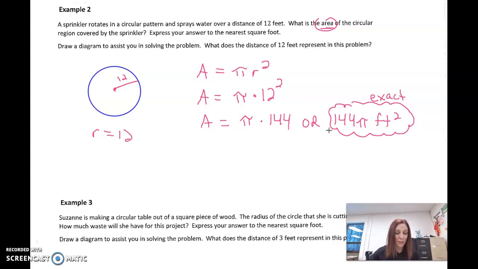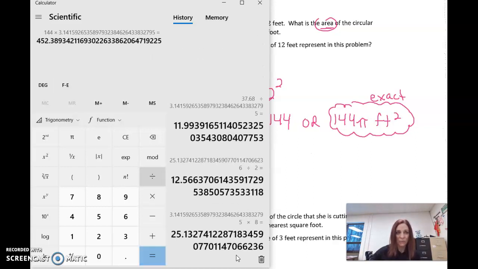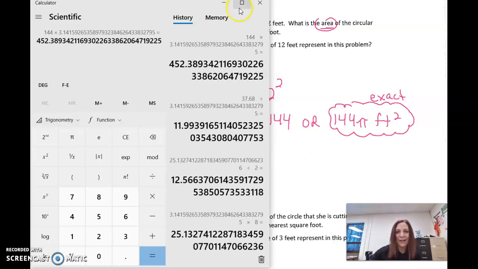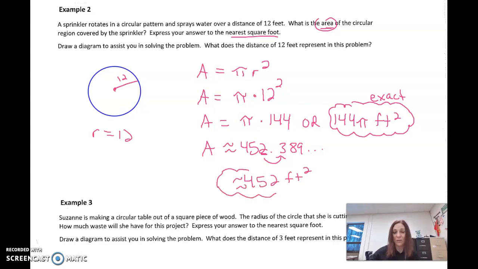But we can also type it into a calculator and go 144 times pi equals, and we get 452.389. Okay, now this says nearest square foot, so that's the 2 here. Okay, I look at the 3 behind it. Does the 3 tell us to stay at a 2 or move up to a 3? Stay at a 2. Okay, so we have our exact answer and our approximate answer over here. Okay, draw a picture, write down the formula.